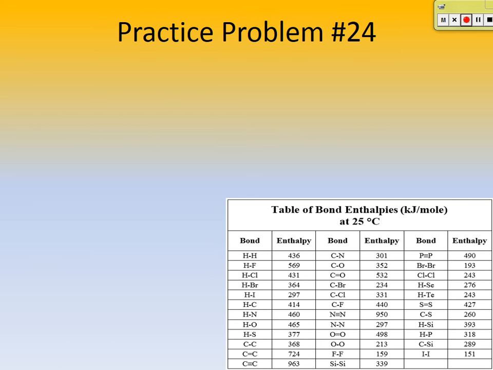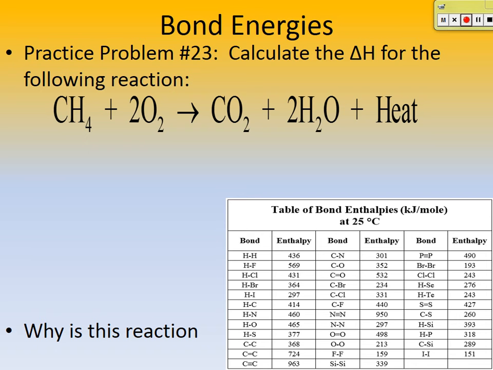Practice problem number 23. I want you guys to try this one, okay? It says calculate the delta H for the following reaction. Now, this is methane. We're reacting methane with oxygen. So what kind of reaction does this look like to you guys? It's a combustion reaction. Yeah, we have to have oxygen. It produces CO2 and water.